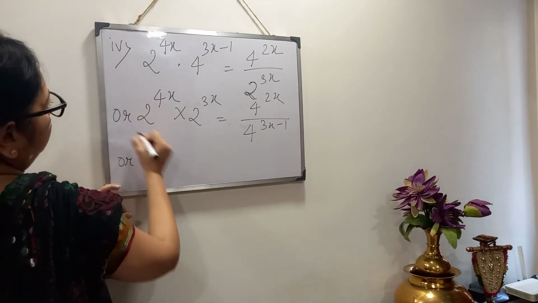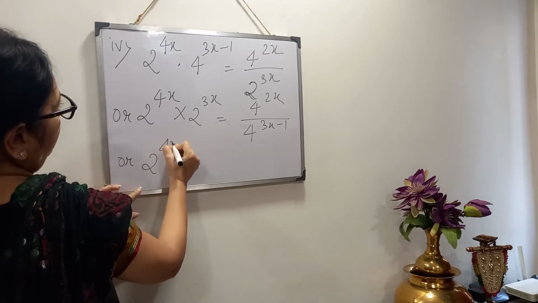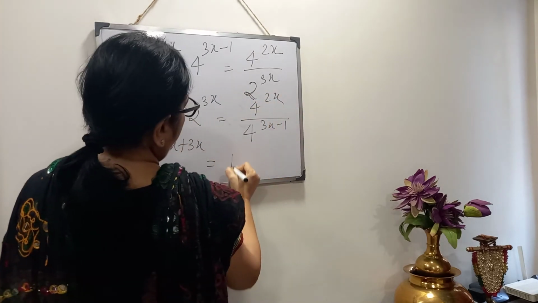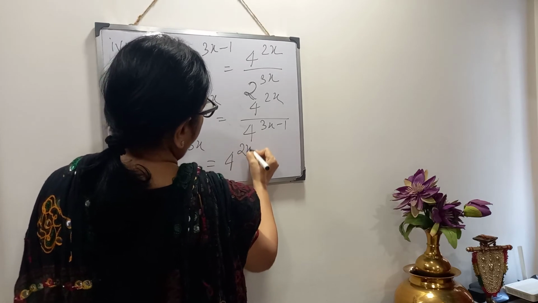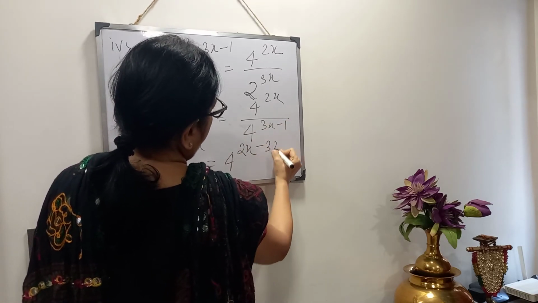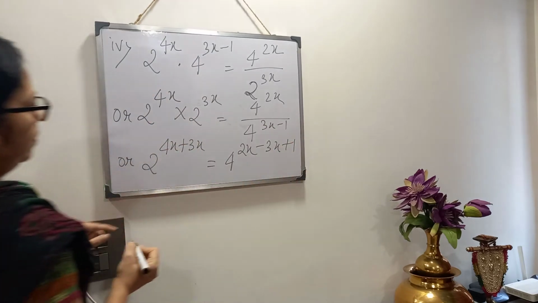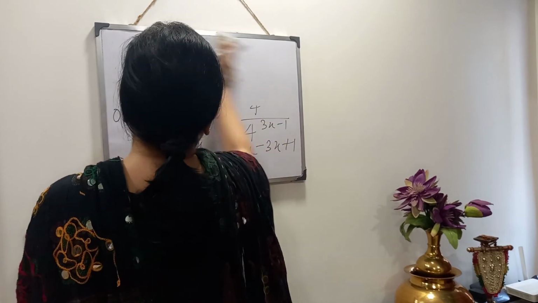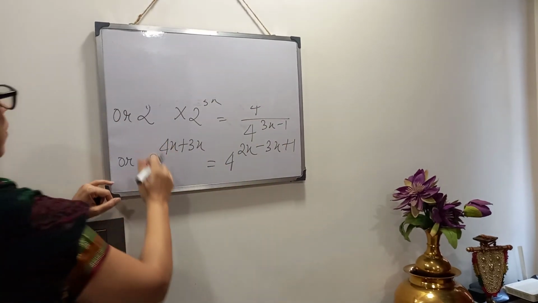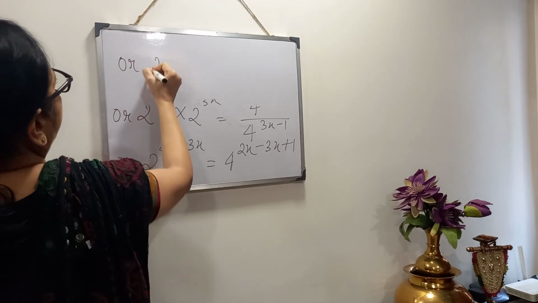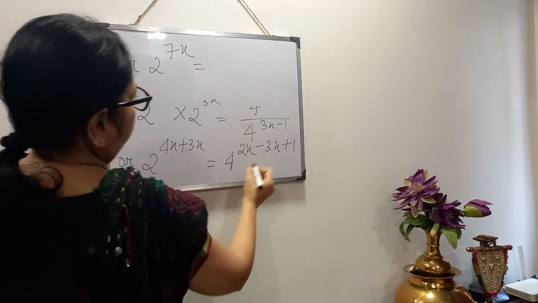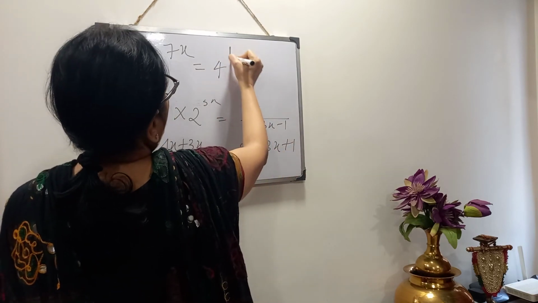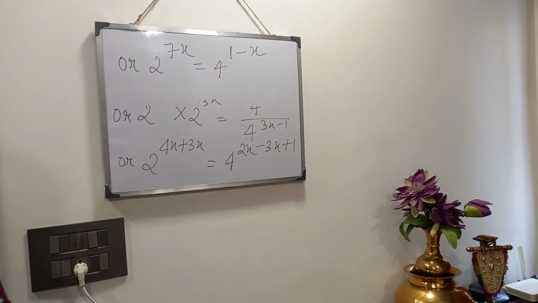Now this is multiplication, powers will be added. Okay? And here this is division, so you know by the rule powers will be subtracted. So it will become minus 3x and minus minus plus 1. Clear? Now left hand side we are getting 2 to the power 7x. And right hand side 4 to the power 2x minus 3x means minus x, and 1 is positive. I am writing in this form, 1 minus x.